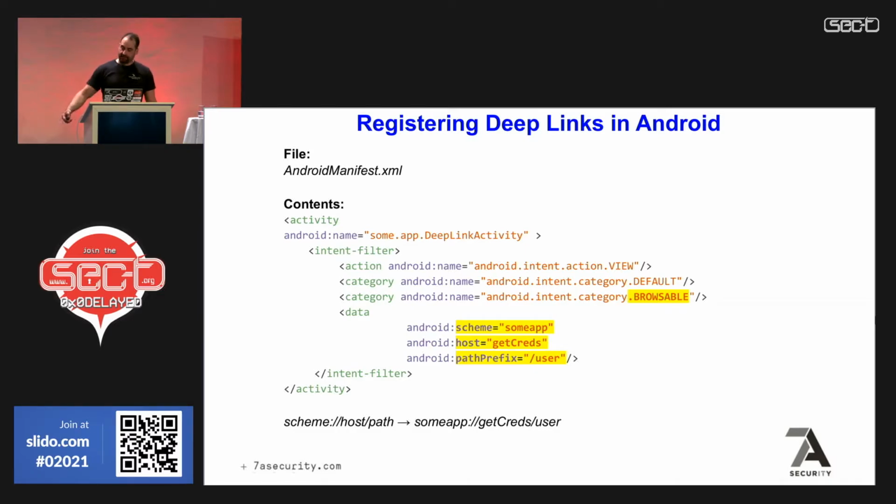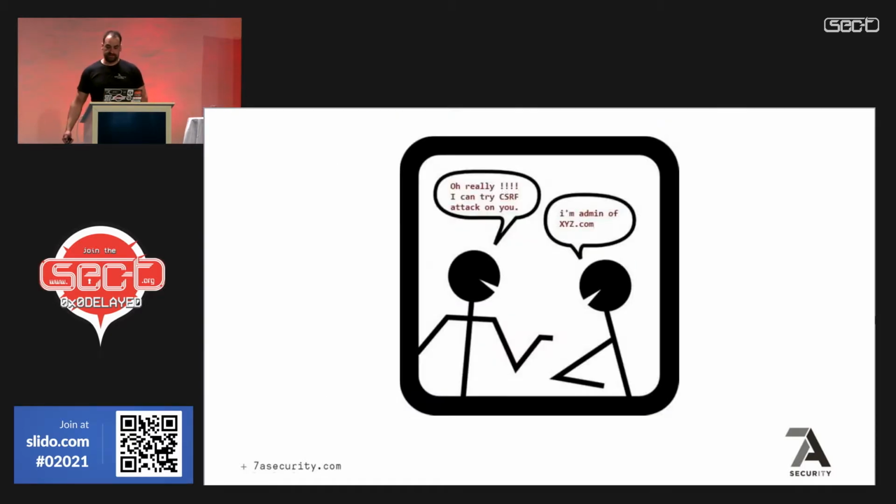One possibility is that the deep link activity has an intent filter, and the intent filter defines the structure of the deep link. This is not necessary, but it's often the way in which this is implemented, right? I'll show other examples afterwards. In this case, we have an Android scheme of some app, host of getcreds, and path prefix of user. This is the structure of the deep link that the application expects, right?